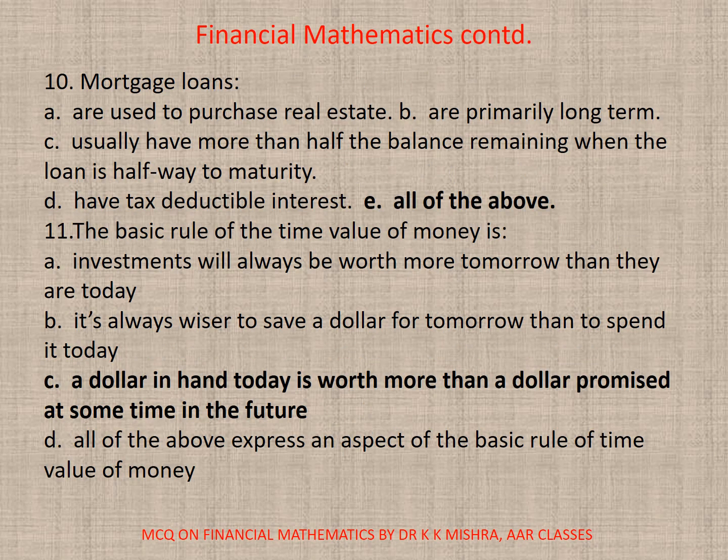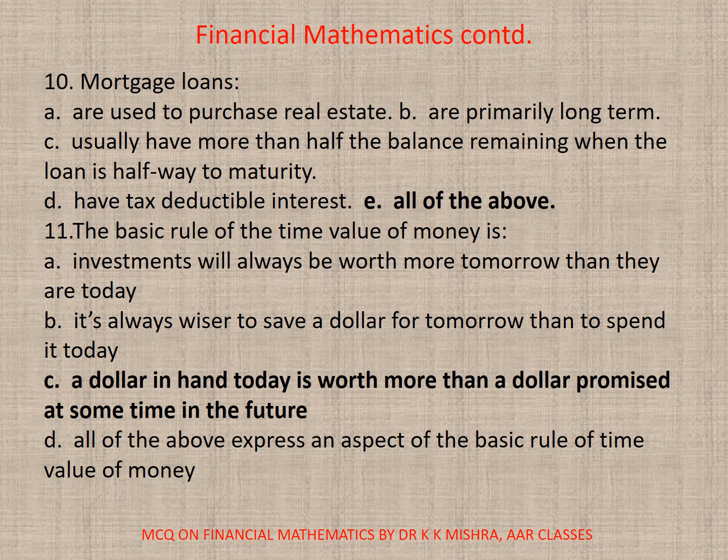10. Mortgage loans, A, are used to purchase real estate, B, are primarily long term, C, usually have more than half the balance remaining when the loan is halfway to maturity, or D, have tax deductible interest, or E, all. The correct option is E, all of the above.